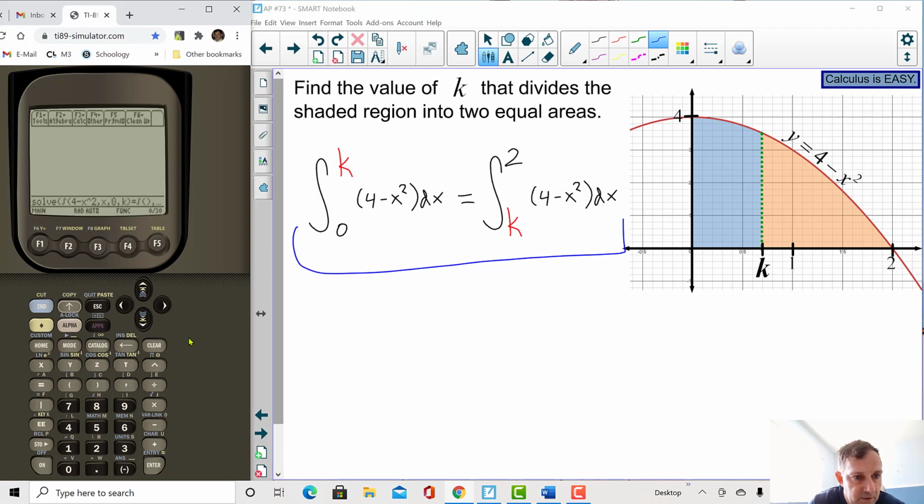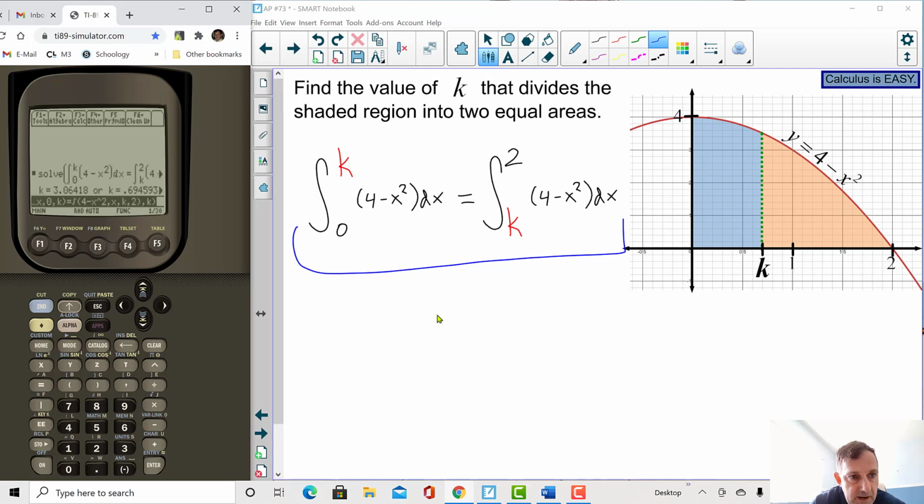Then I'll go to the second integral, and I'll type in the information for the second integral. It's going to be the same function, 4 minus x squared. But this one is going to go from k to 2. And that's it. I'll push enter.